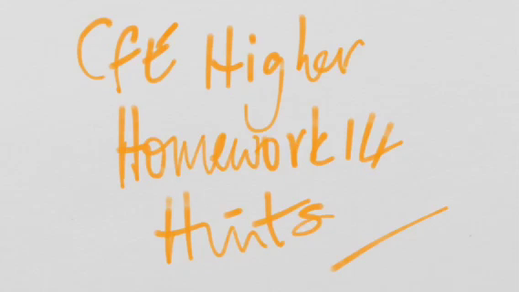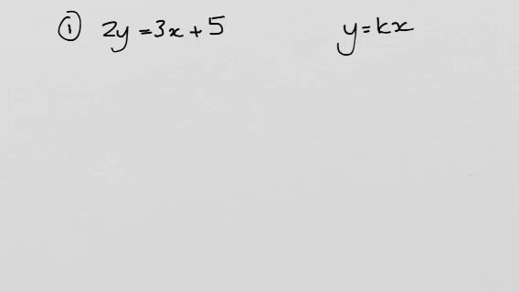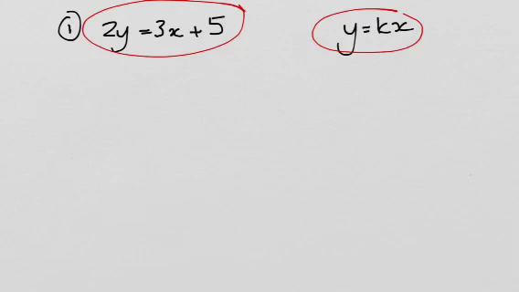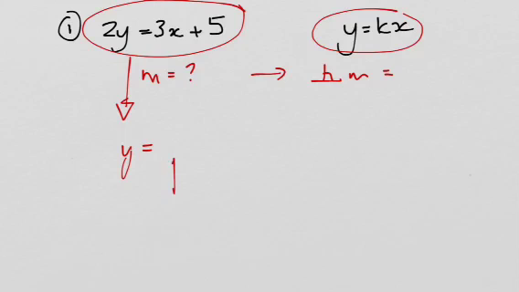Okay, homework 14. The question tells us that this line here and this line here are perpendicular. So we know if we can work out the gradient of this line, then it should be easy to find the perpendicular gradient for this line here. That means the first thing we need to do is take this equation and write it as y equals. Once we write it as y equals, that identifies the gradient. We can then find the perpendicular gradient.